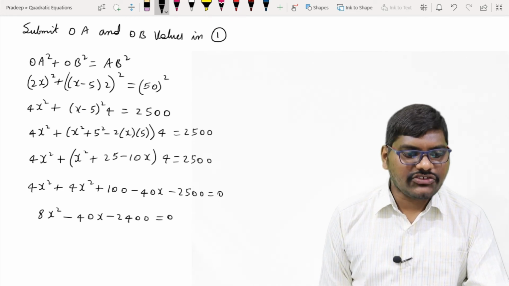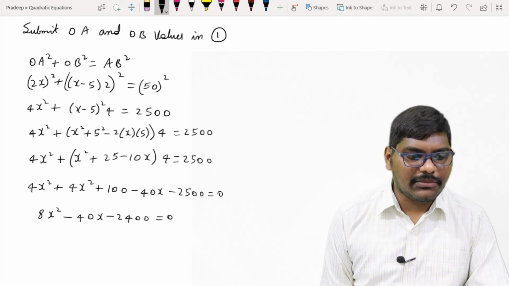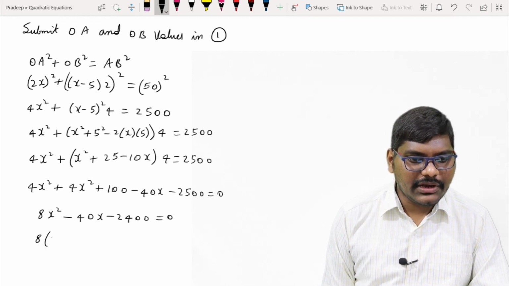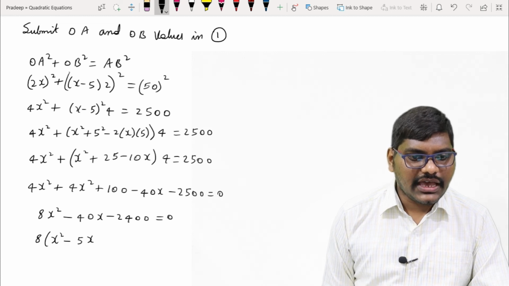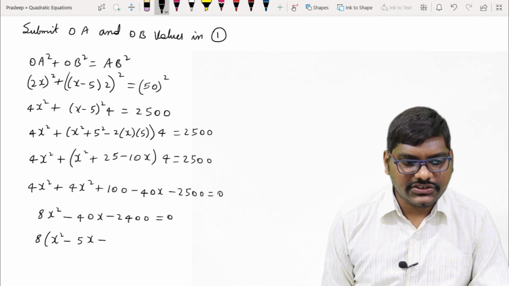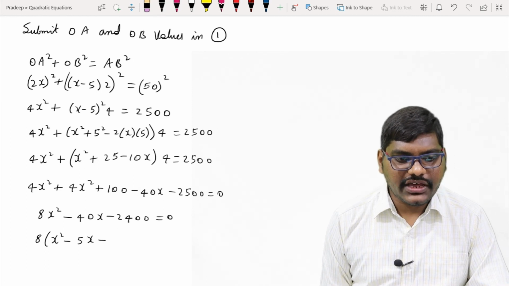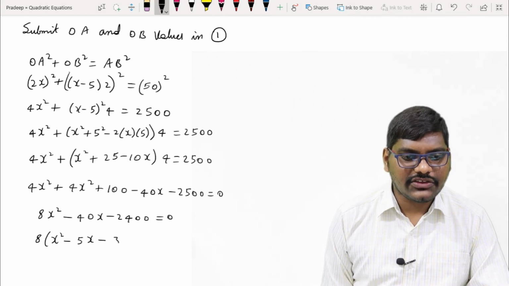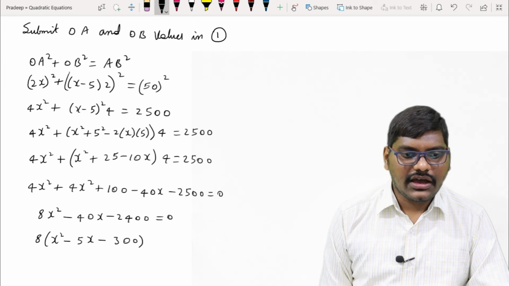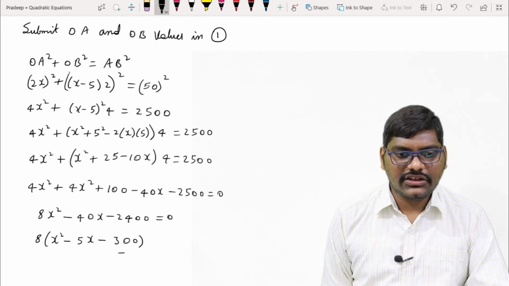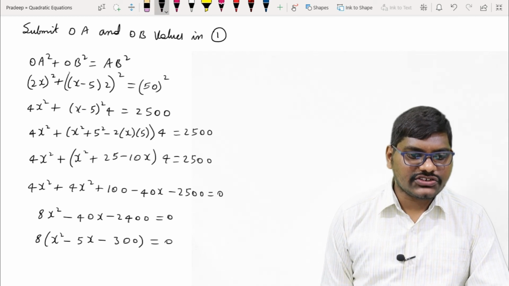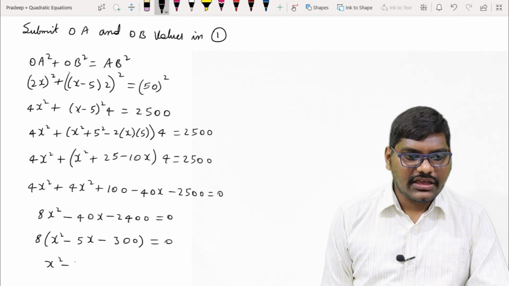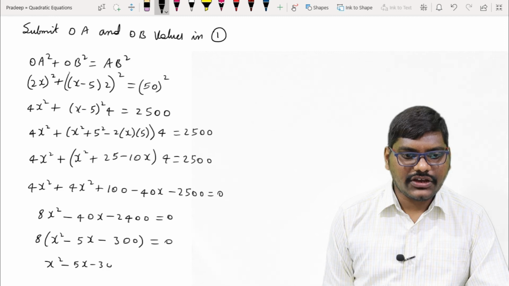So this is the equation which we got. Here I can take 8 common. If I take 8 common, I'm left with x square, then 8 5s are 40, so minus 5x, and 2400 divided by 8 is simply 300, because 8 3s is 24 and the other 2 zeros remain, equal to 0. If I send this 8 to the other side, we get x square minus 5x minus 300 equal to 0 by 8.